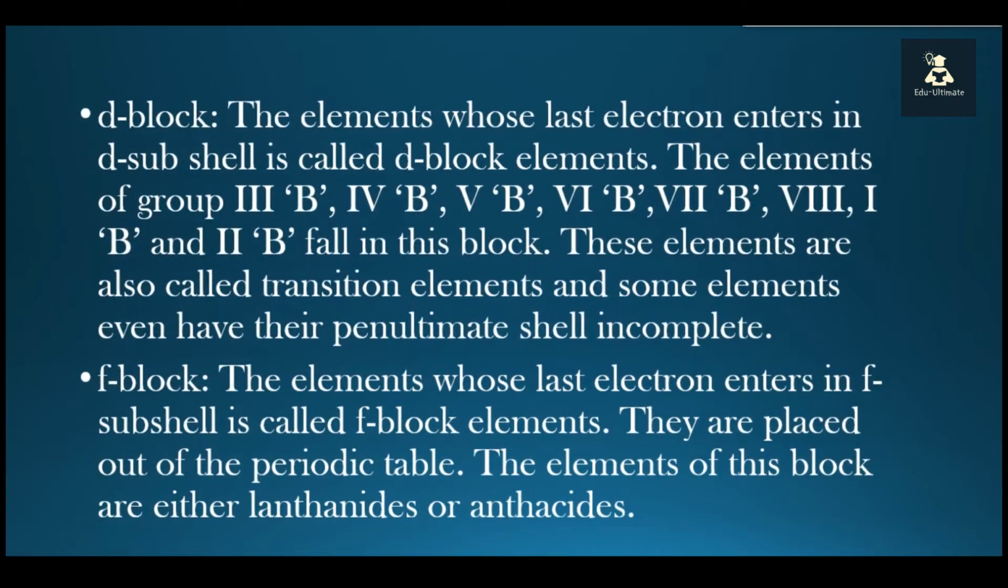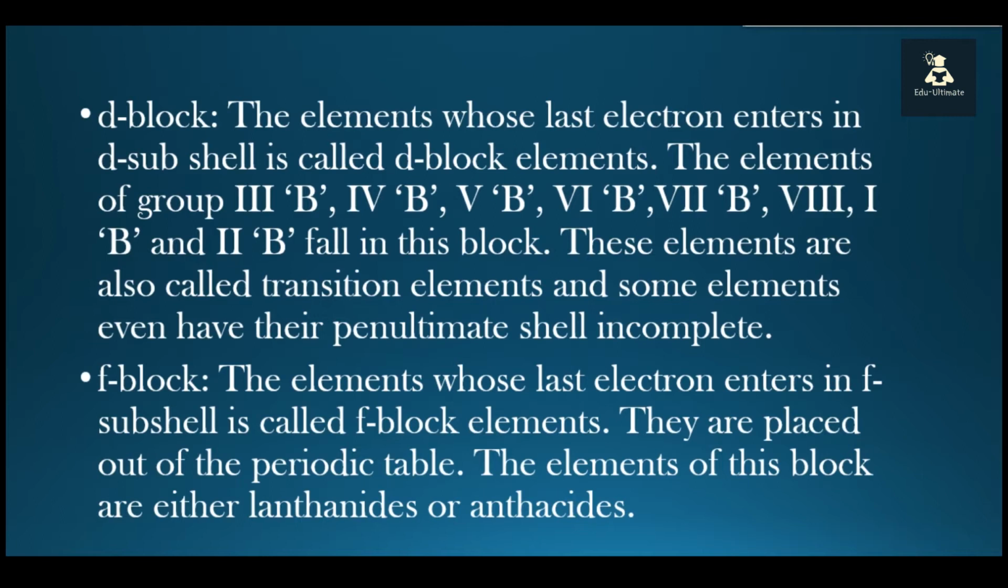D block. The elements whose last electron enters the D subshell are called D block elements. The elements of group 3B, 4B, 5B, 6B, 7B, 8, 1B and 2B fall in this block. These elements are also called transition elements, and some elements even have their penultimate shell incomplete.